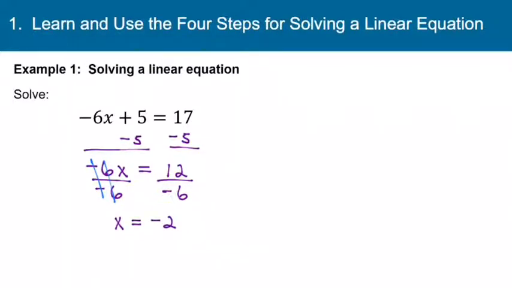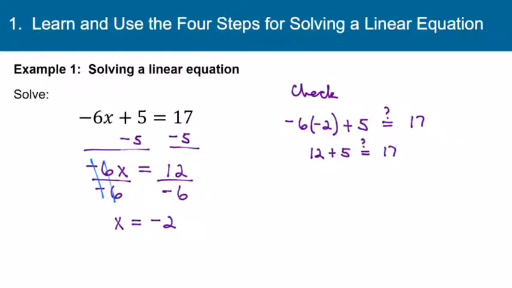Alright, our fourth step is to check our work. So we'll just copy the equation over and we'll put negative 2 in the place of x. And so let's see how this works out. Simplifying the left side, negative 6 times negative 2 is positive 12. And then 12 plus 5 is 17. So we got a true statement, and therefore we know this solution is the right solution.